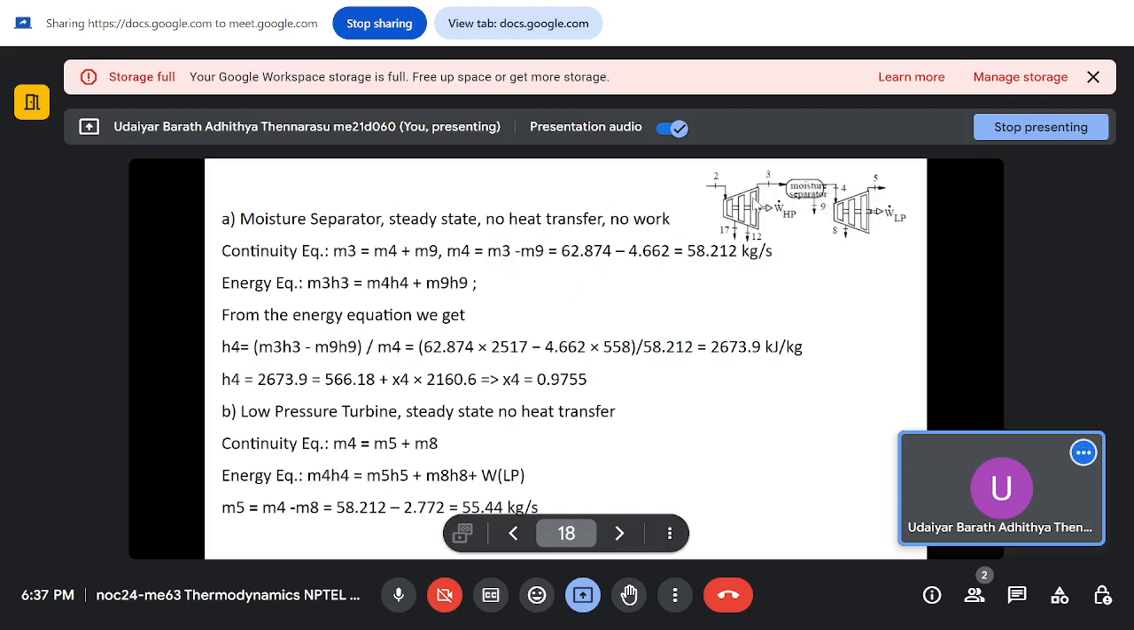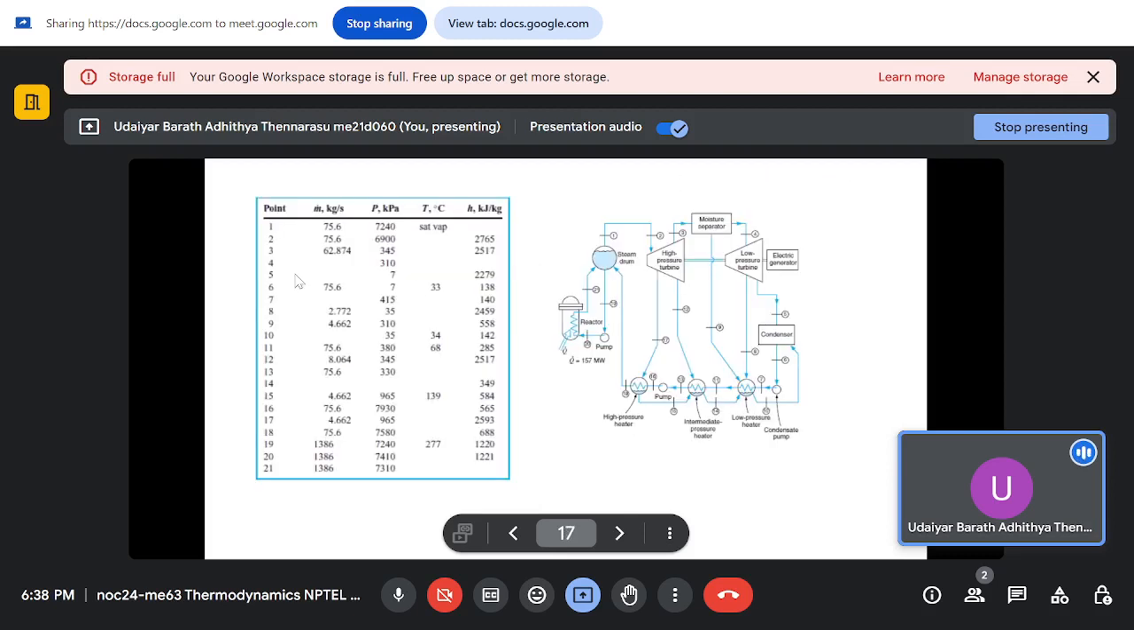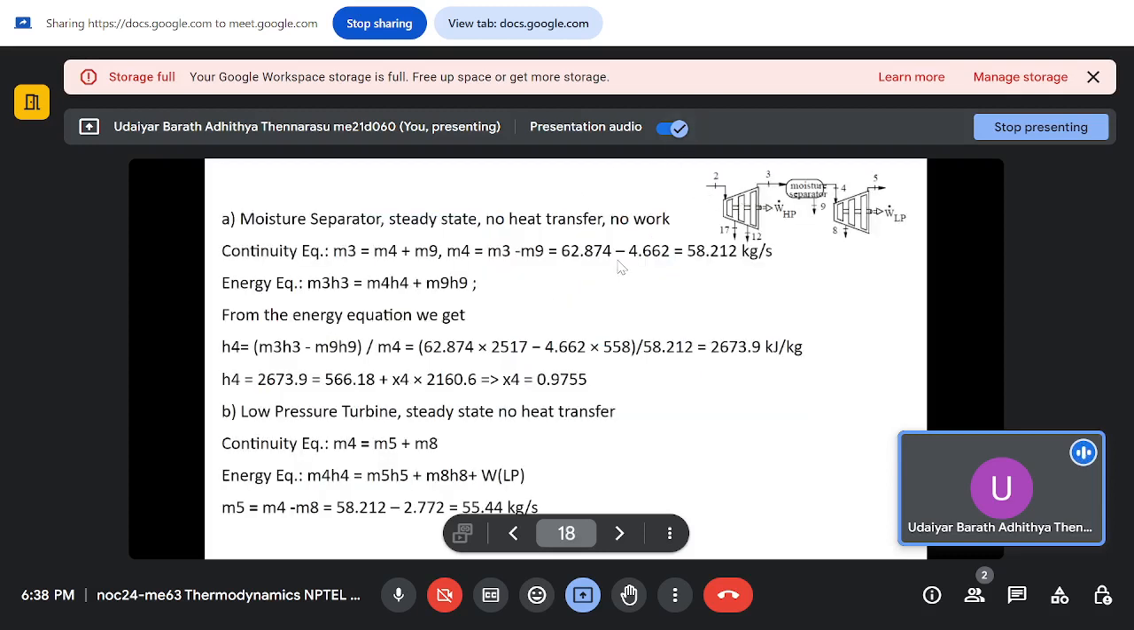So we will do a mass balance initially, and my mass 3 which is coming in will be equal to the mass at state 4 and state 9. So from there we can find the mass flow rate at state 4, which is M3 minus M9. From the table, M3 is 62.874 kg per second, and M9 is 4.662 kg per second. Substituting that, at state 4 the mass flow rate is 58.212 kg per second. So that is the mass which is entering the low pressure turbine.